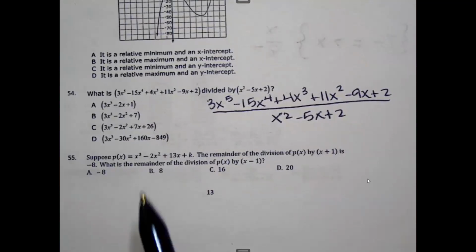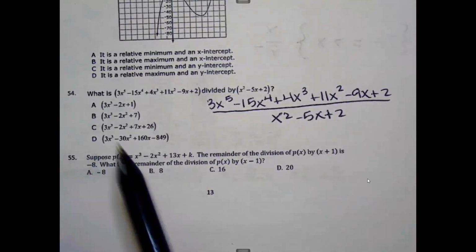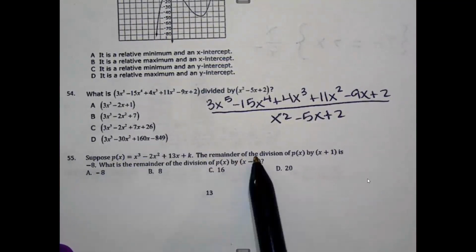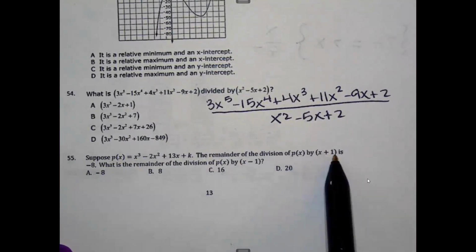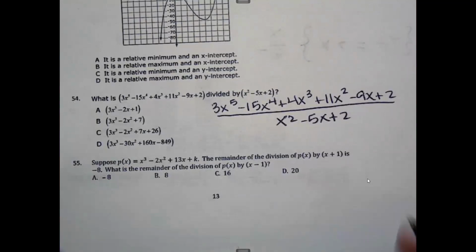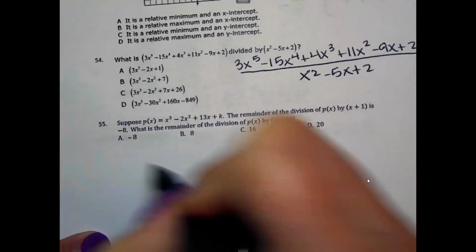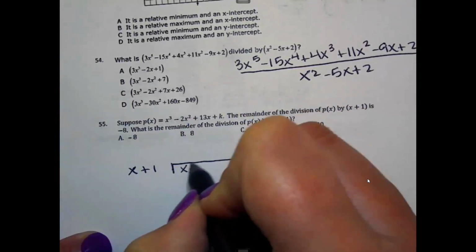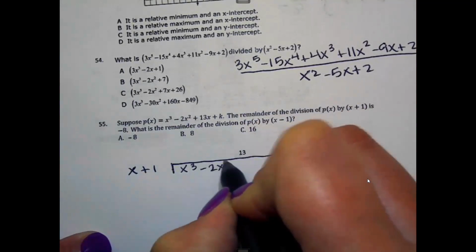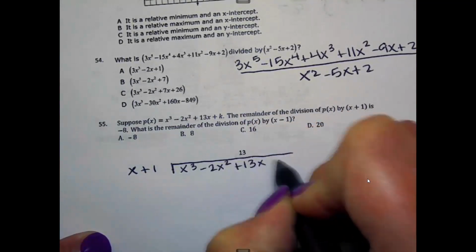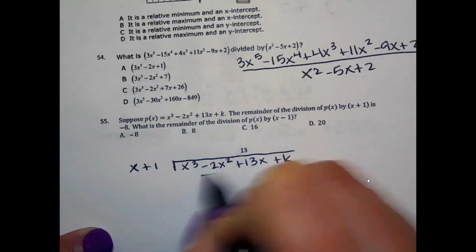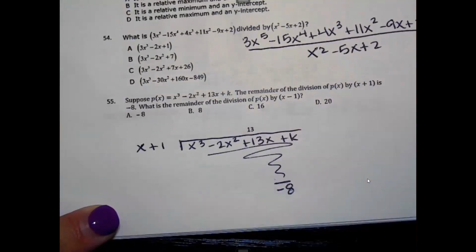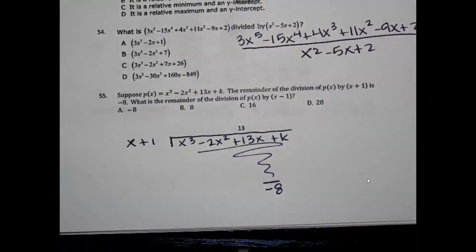Okay. For 55, it says, suppose this is what you have. The remainder of the division of P of X by X plus 1 is -8. So if we do X plus 1 being divided into this, X to the third minus 2X squared plus 13X plus K, and do this long division problem, we're going to get a remainder of -8. We did that long division problem.